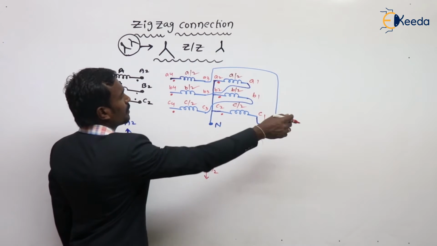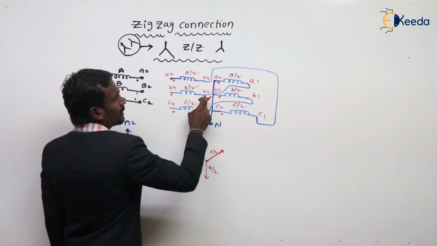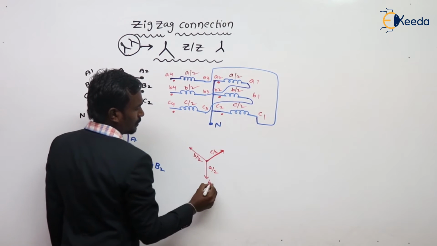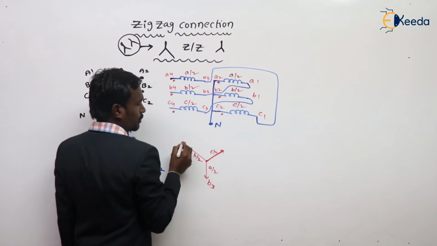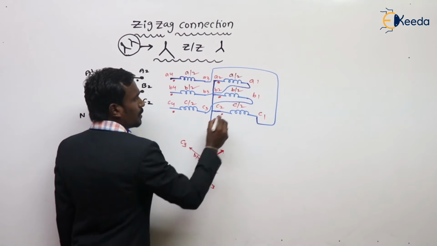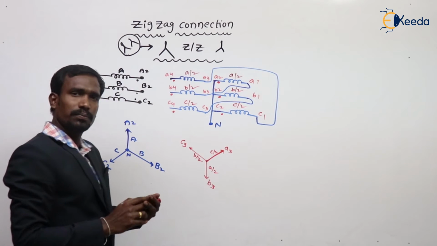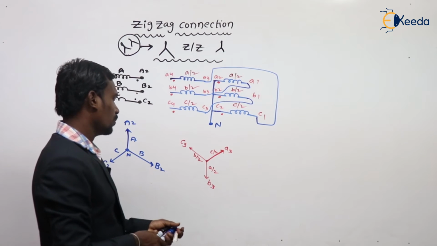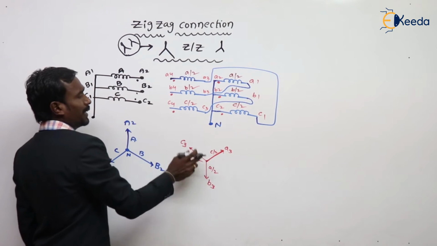Where is A? A by 2 is connected to B3. B by 2 connected to C3. C by 2 connected to A3. Again same. Now let's draw the additive polarity vectors.